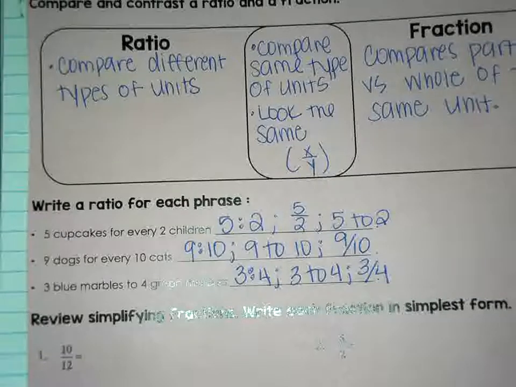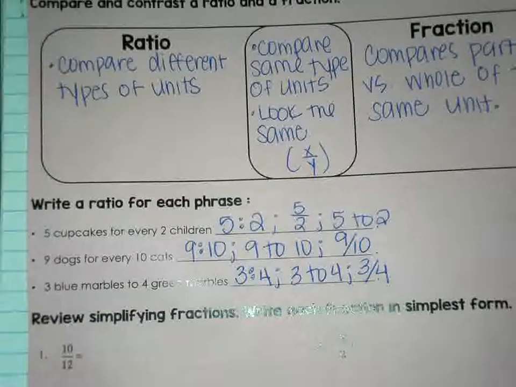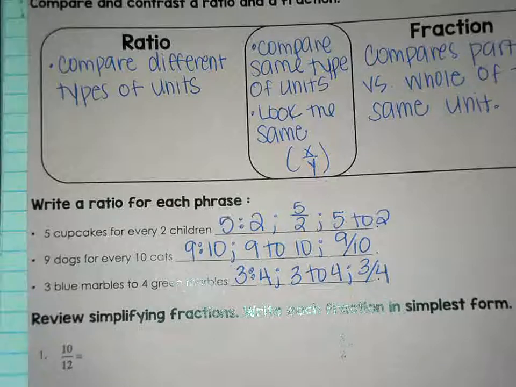Now, what's the rule with fractions? All fractions must always be in what form? Simplest. So do you think ratios are the same way? Absolutely. So ratios must be in simplest form. So we're going to review simplifying fractions, because if we can simplify a fraction, can we simplify a ratio? Yes, we can. They're the same exact thing.